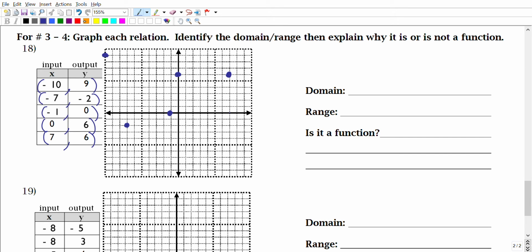Just remember, guys, real quick, you're always starting here. You're always starting at the origin before you start counting any of your values.